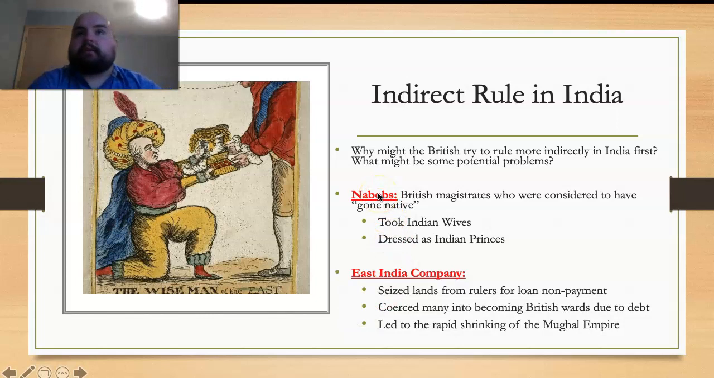One of the classes of people that arose during this time period was known as nabobs. These were essentially British magistrates or British local rulers, like you can see here, who were considered to have gone native, as other British people would refer to them.